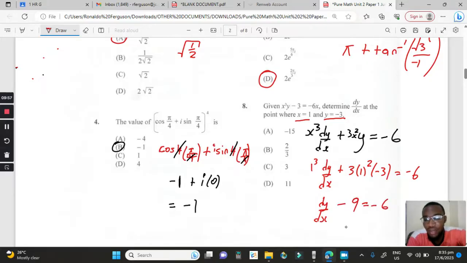So if you bring it over, this is dy dx equal negative 6 plus 9, which we know is 3. Alright, so that's it. 3 is the answer, C. Not bad.